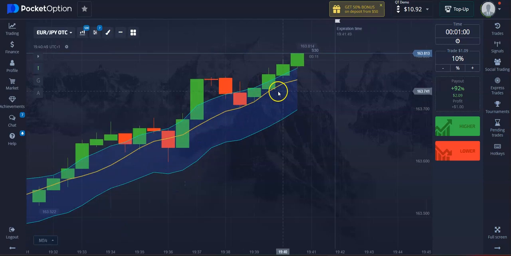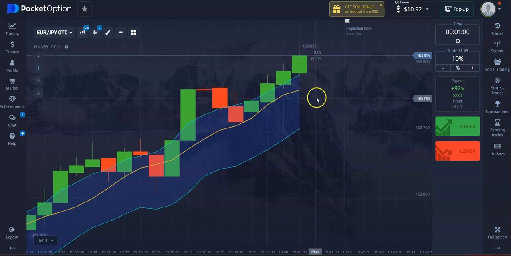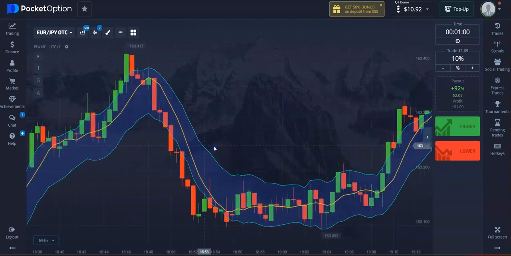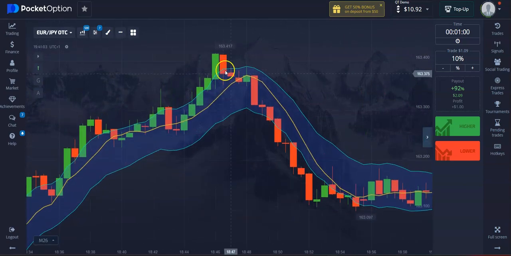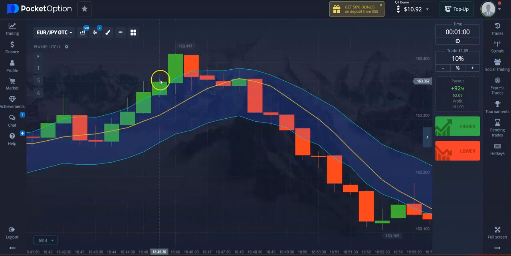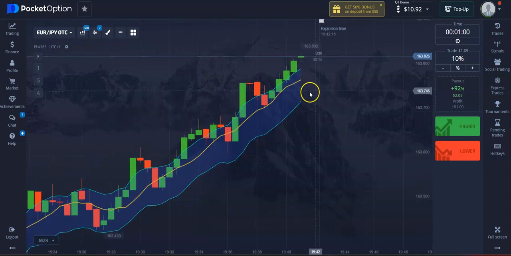Okay, as you can see right here, the candles, they are closing outside the Keltner channel. That means that we have a continuation to the upside. When candles start to close inside the Keltner channel, that's when the trend starts to reverse. As you can see right here, it was closing outside, but eventually closed inside. So that was a trend reversal.